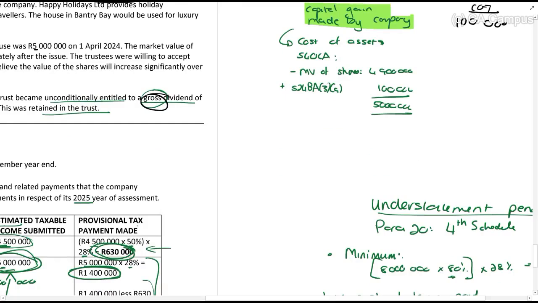CGT. And then this is the cost of the asset. So if they could claim allowances, for example, they would use 5 million. It's calculated as the cost of the asset in terms of section 40CA, calculated as the market value of the shares, which is 4.9 million. It's the market value of the shares immediately after this transaction, plus any capital gain that was made in terms of section 24BA(3A). So 100,000.